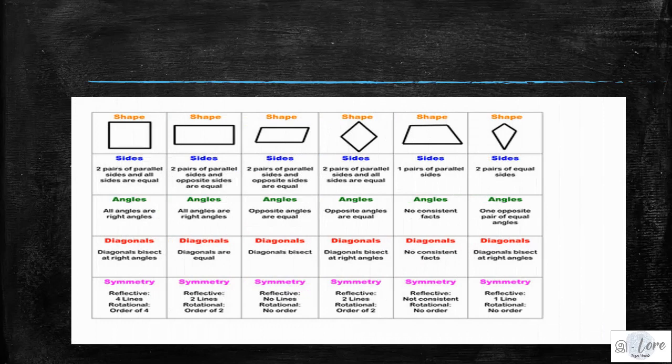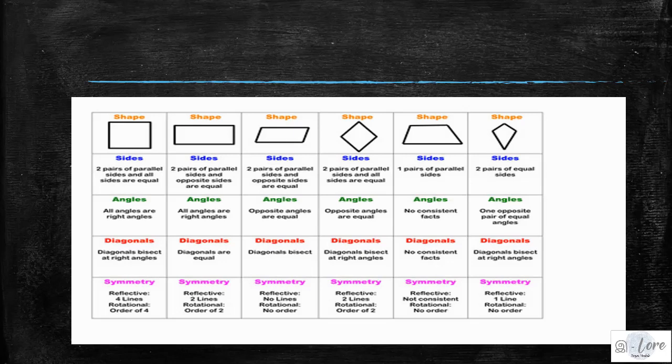Here the pictures are given in front of you. The first is a square, the second is a rectangle, the third is a parallelogram, the fourth is a rhombus, the fifth is a trapezium, and the sixth is a kite. We know the properties. Just recall them according to the sides.